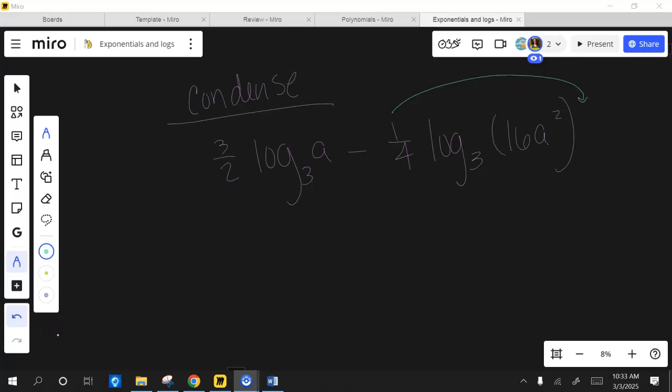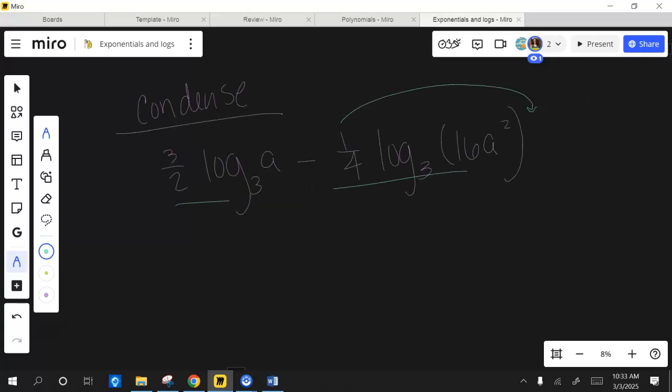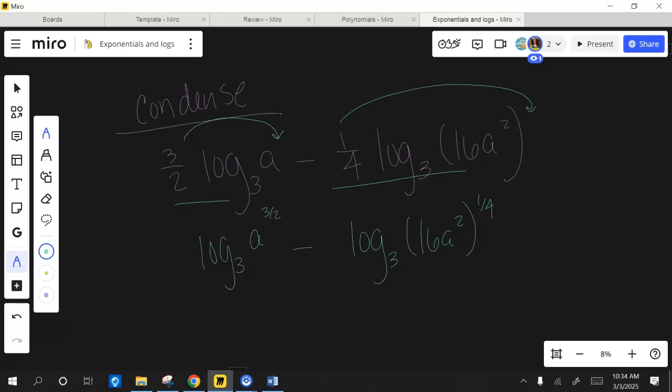I always go through and do power property first. Once you do power property, then you can go through and start combining, and always left to right. So the first two, and then if there's another one, I'll take that answer and take it to the next one. Like here, I'm going to take care of my exponents first, just like regular order of operations where exponents come before multiplication and division. So I got log base 3 of a to the 3 over 2 minus log base 3, 16a squared to the 1/4.